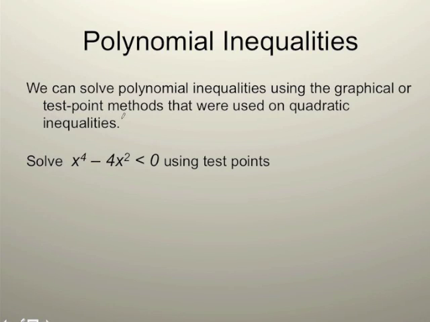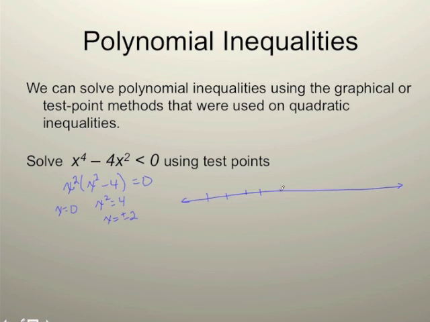Now, polynomial inequalities. We can solve polynomial inequalities using the graphic or test point methods that are used for quadratic inequalities. We're going to be solving this using test point methods. And using test point methods, the first thing we will want to do is find the zeros. So I'll factor out an x squared, and I'll get x squared minus 4 equals 0. So x equals 0, x squared equals 4, so x equals plus or minus 2. Those would be my test points.